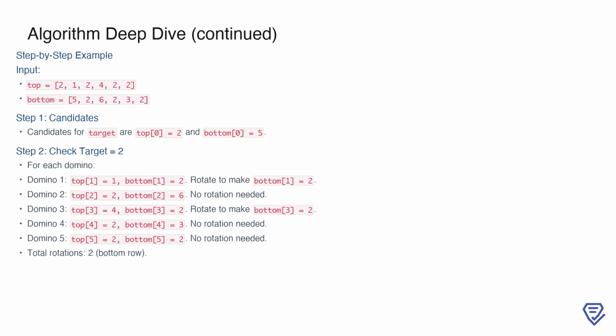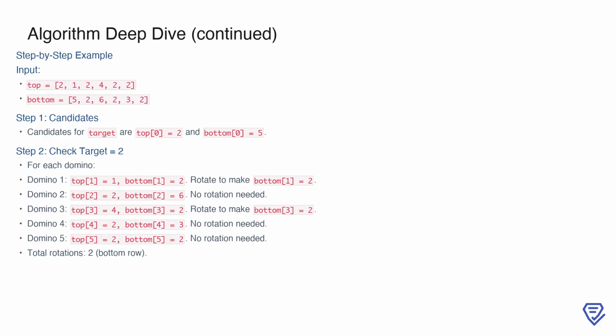Now, we check the first candidate, target equals 2. For each domino, we determine whether a rotation is needed to make the target dominate. For the first domino, top 1 equals 1 and bottom 1 equals 2, so we rotate to make bottom 1 equals 2. For the second domino, no rotation is needed because top 2 already equals 2.